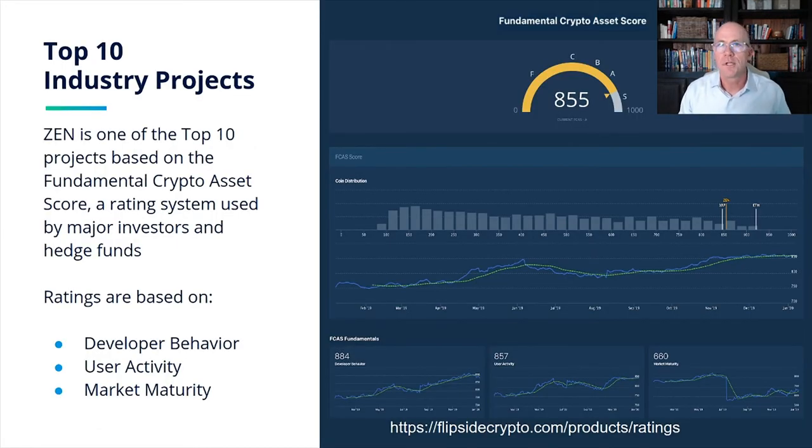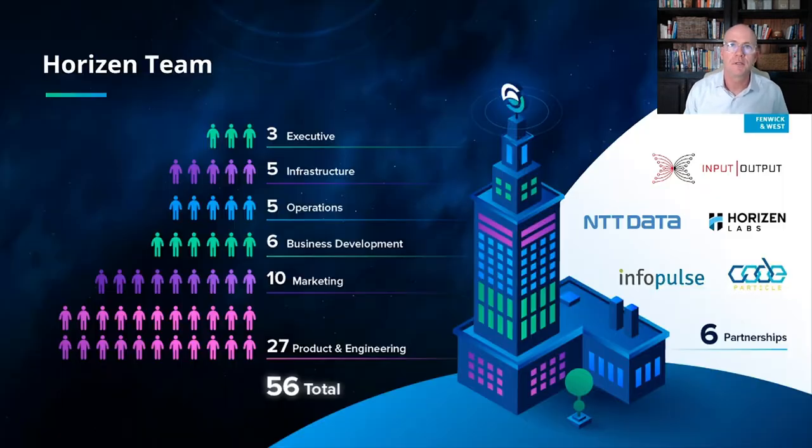Now, just a little bit about Horizen. We're on the Fundamental Crypto Asset Score, which is maintained and monitored by Flipside Crypto. Zen's got a pretty high rating, really one of the top 10 industry projects using their rating methodology, which is based on developer behavior tied into the GitHub, user activity, and market maturity. So user activity, number of people doing transactions, wallets, things like that. And the market maturity is the different exchanges, how much is traded, how long it's been around, that kind of stuff.